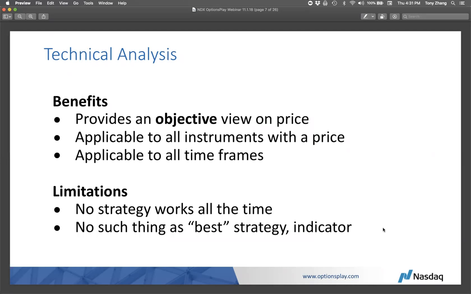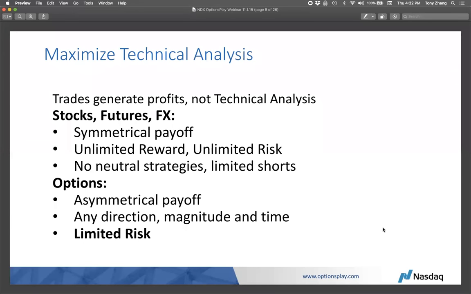So that's really the type of knowledge that I'm hoping to impart here today: the different forms of technical analysis, understanding when they work, when they don't work, and then more importantly, how to leverage that into your trading strategy.